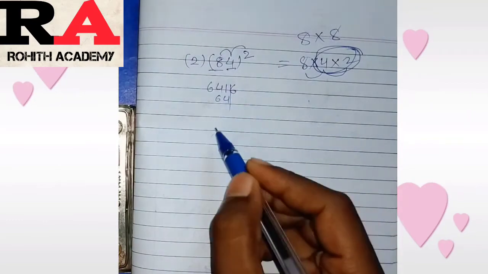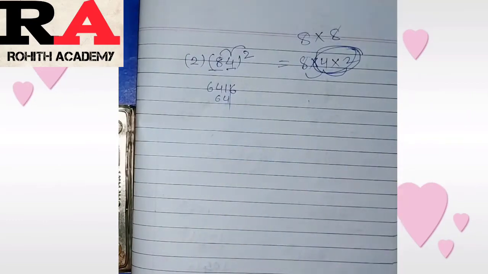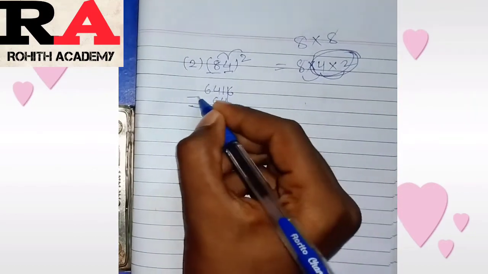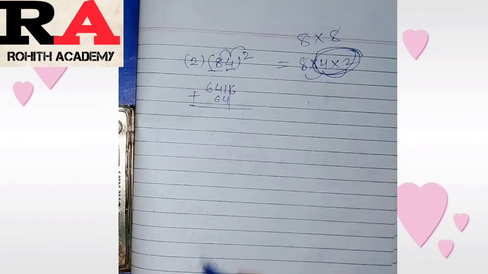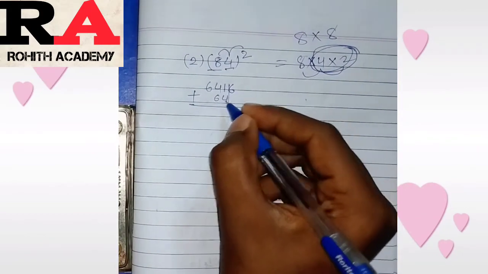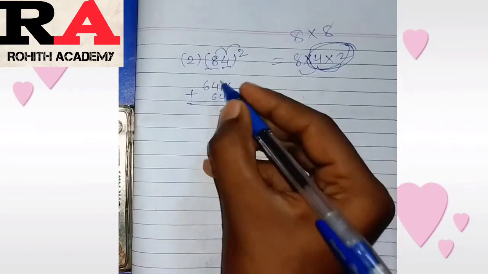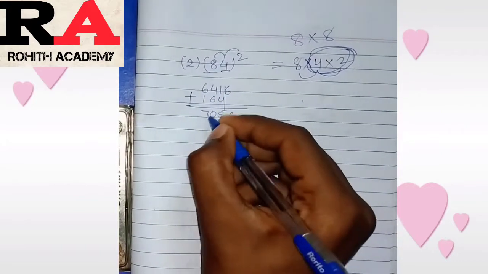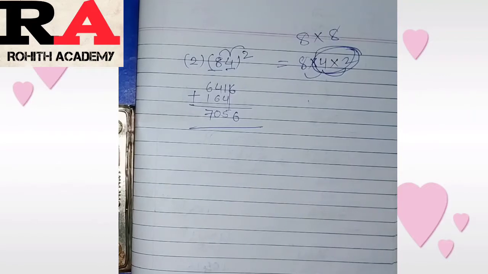I wrote this 64 from the right side by leaving one digit, and our final and last step is to add these. 6 1 4 5 4 6 10. Write 0, carry 1, 6 1 7. This is our answer. So the square of 84 is 7056. This is the easy and best method of solving squares from 1 to 100.